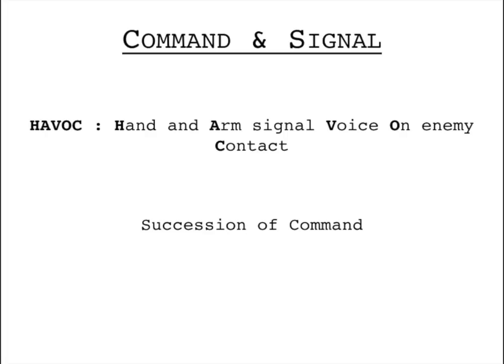Next is the succession of command. If you're in charge of a squad, you can say if this candidate goes down, the succession of command goes to first fire team leader, then second fire team leader, then third fire team leader. And if you're in charge of a fire team, you can say that the succession of command goes to the ready, so the pointman, then the fire, and then the assist.